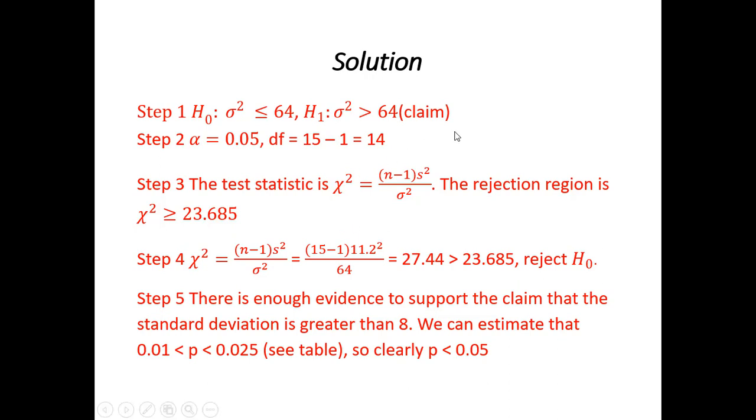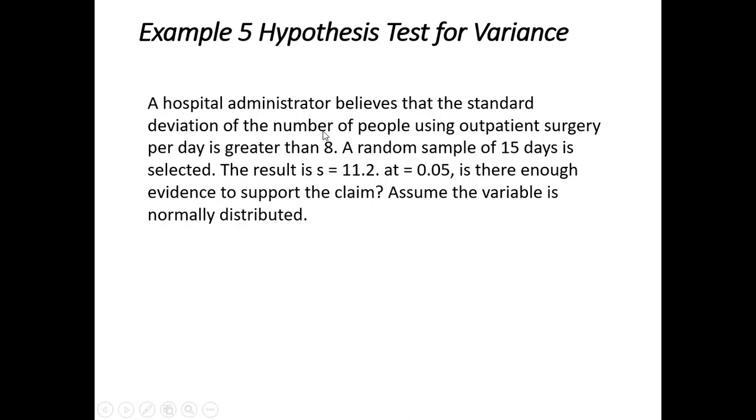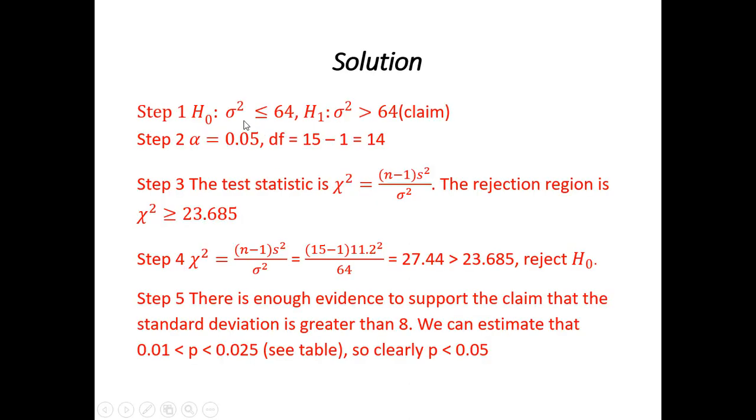We use the 5-step method. The null hypothesis is that the population variance is less than or equal to 64. Notice here I'm expressing this in terms of variance. In the problem, it was given in terms of standard deviation greater than 8. Here we're saying the variance is less than or equal to 64 in the null, and in the alternative hypothesis, which is the claim, we're saying that the population variance is greater than 64. We're given alpha is 0.05. The degrees of freedom is 15 minus 1, so we get 14.